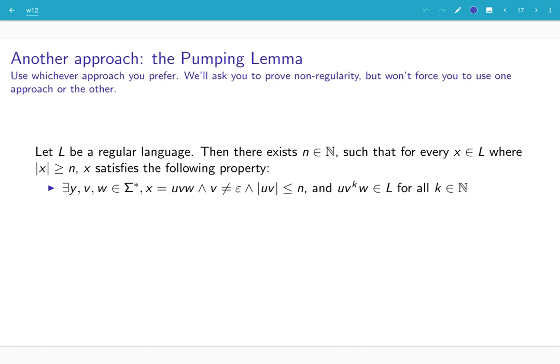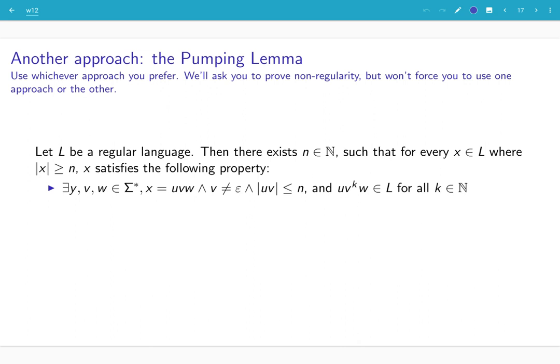If you find it inscrutable, don't worry about it, because all that is required of you is that you be able to prove that languages are not regular. You don't necessarily need to prove it using the pumping lemma or using the other approach. It's up to you which approach you want to use. But you might find this more straightforward, or you might find it interesting.